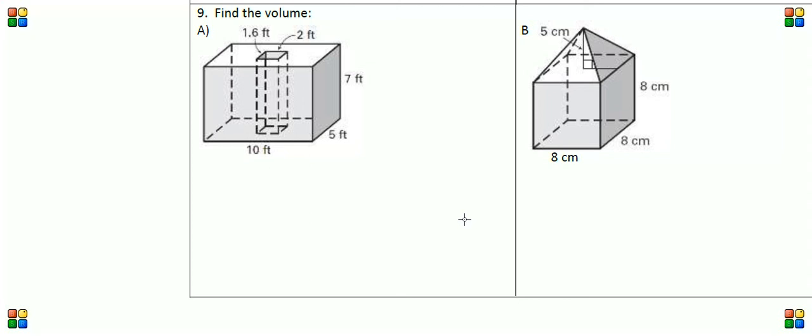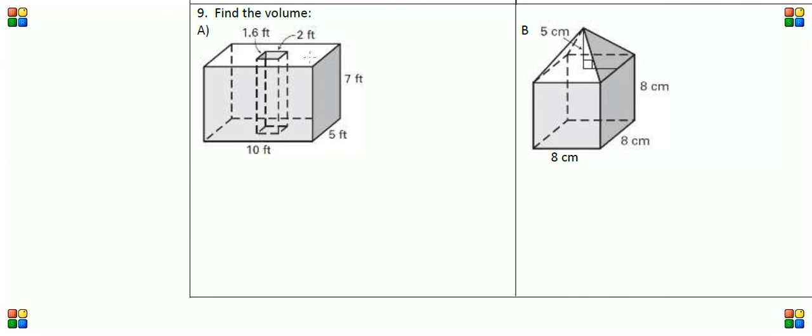Question number 9 is asking us to find the volume of this solid shape. For some of you, this is a little bit harder to picture, but I want you to envision as you look at this shape that this is a rectangular prism which has another smaller rectangular prism cut out of it. So they want us to find the volume that's left over. So we want the leftover volume.